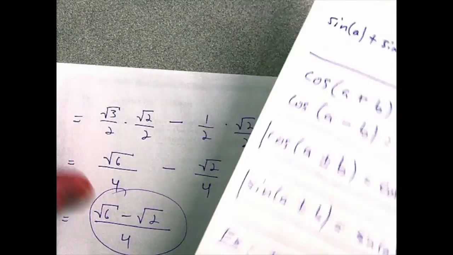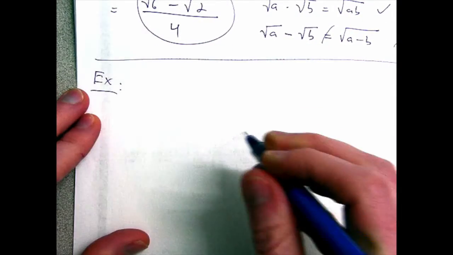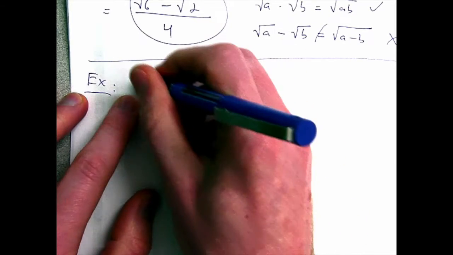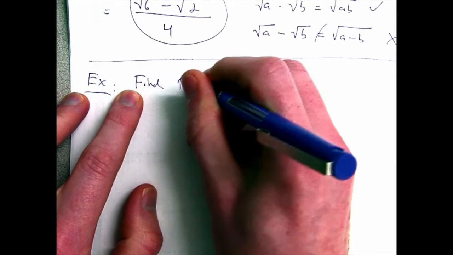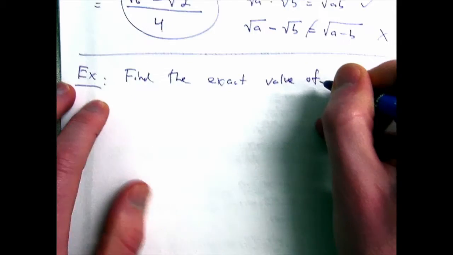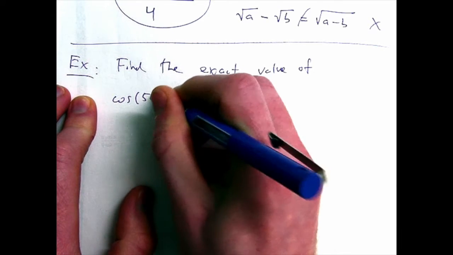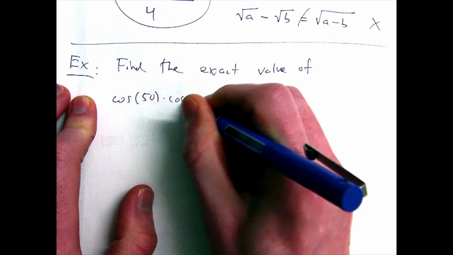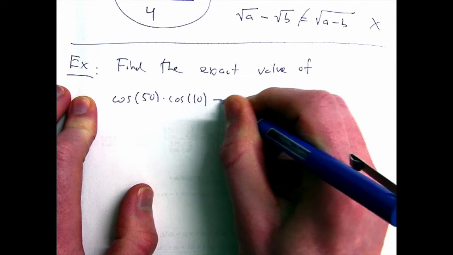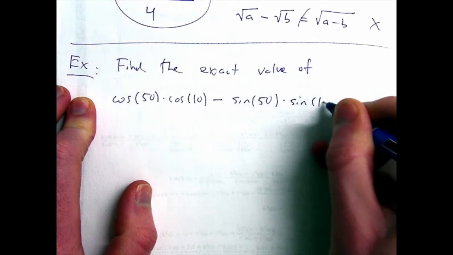Let's take a look at another example. Let's do a different kind. Consider the following. It's kind of the same thing, but in reverse. Suppose I told you to find the exact value of, let's say, cosine of 50 times cosine of 10 minus the sine of 50 times the sine of 10.